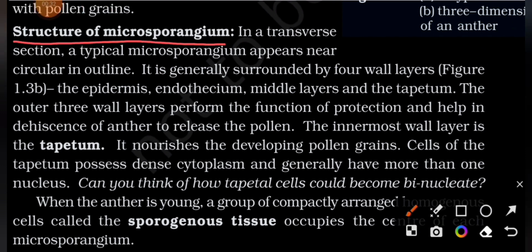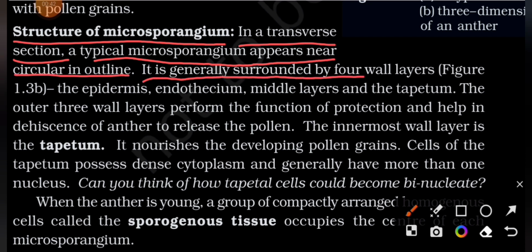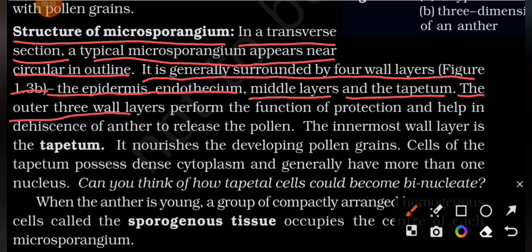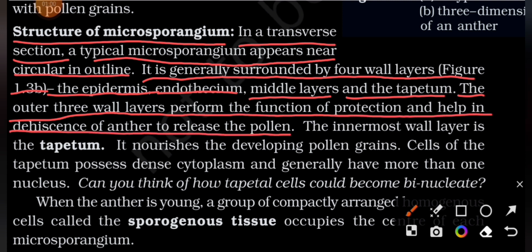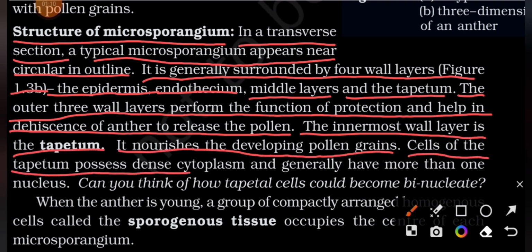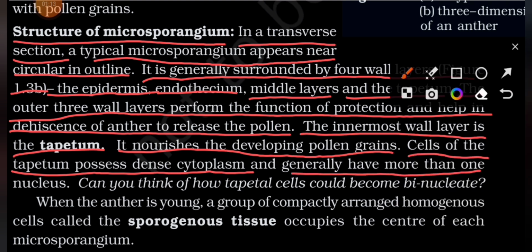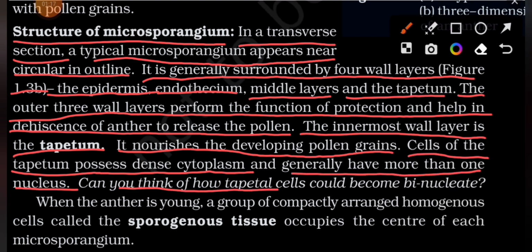Structure of microsporangium. In a transverse section, a typical microsporangium appears near circular in outline. It is generally surrounded by 4 wall layers, Figure 1.3b: the epidermis, endothecium, middle layer and the tapetum. The outer 3 wall layers perform the function of protection and help in dehiscence of anther to release the pollen. The innermost wall layer is the tapetum. It nourishes the developing pollen grains. Cells of the tapetum possess dense cytoplasm and generally have more than one nucleus. Can you think of how a tapetal cell could become binucleate?